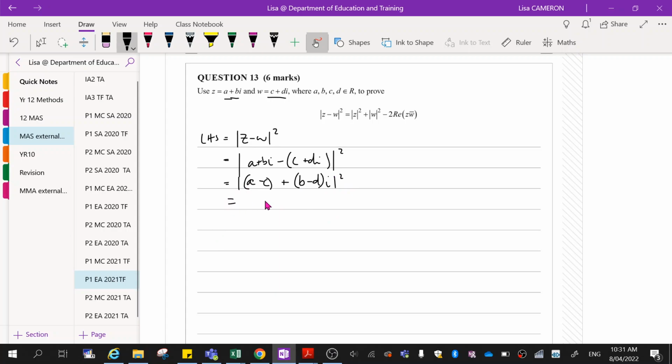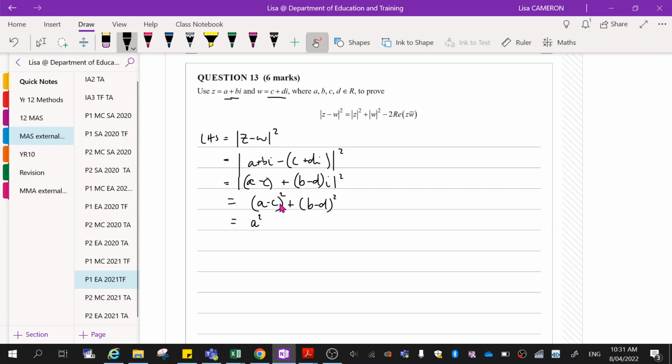Now, when I take the magnitude of these, it just means that I'm going to knock out that i and the i component. So it'll be a minus c plus b minus d, and both of those parts are going to be squared. Okay, so now all that's left to do is expand the brackets.